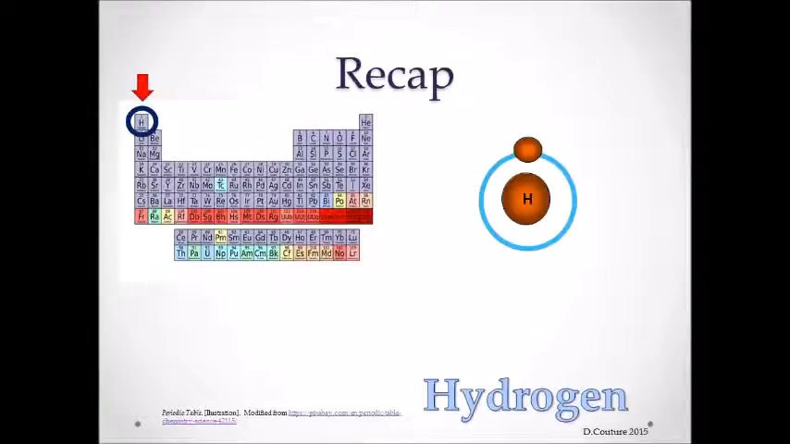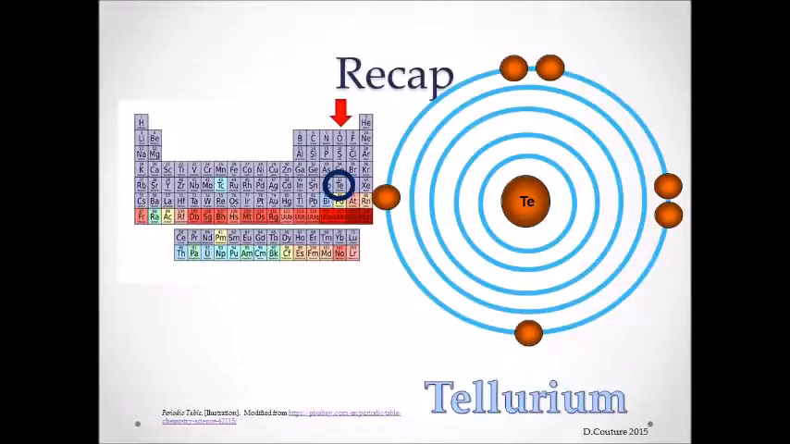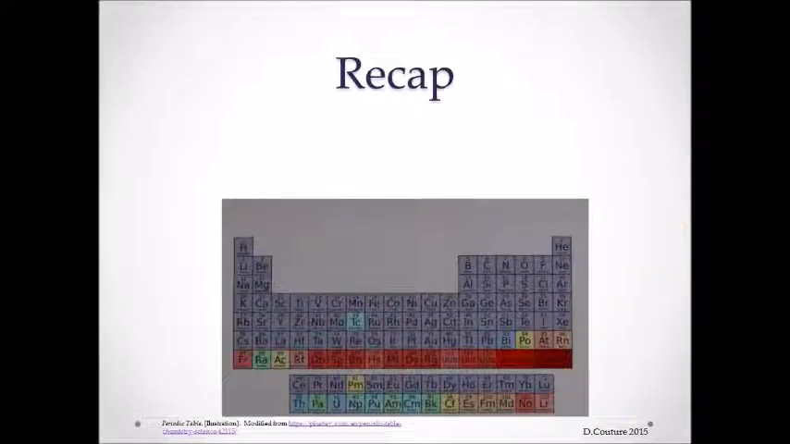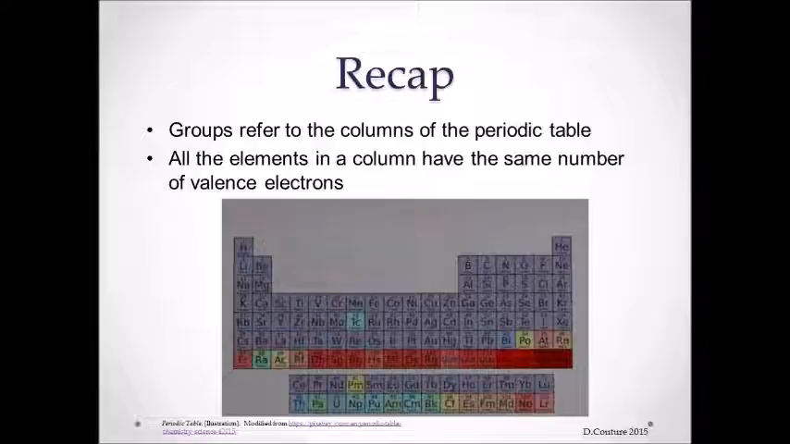Hydrogen, 1st column, 1 valence electron. And tellurium, basically 6th column of the 6A group, right? So 6 valence electrons. And once again, I'll show you how to draw this in the next unit. So to recap with groups, they're referred to as the columns of the periodic table. Any element, basically the group number tells you how many valence electrons it has. Don't forget, we skip over the transitional metals or those that are in the group B.